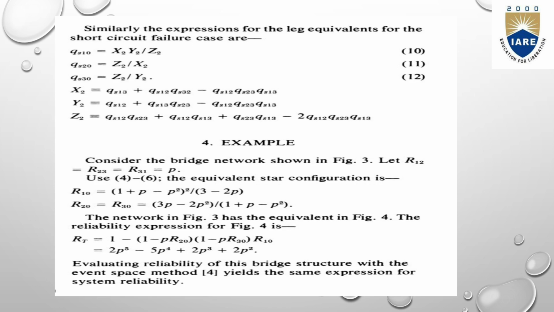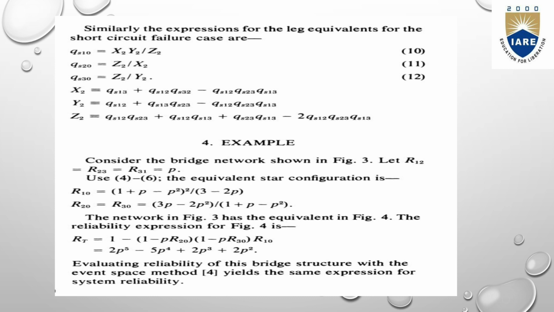Similarly, the expressions for the leg equivalents for the short circuit failure cases are as follows. So for the short circuit failures, you will have the expressions as derived below, that is Q10, Q20, Q30, XZ, YZ and ZZ expressions are derived. Using these expressions, we can convert a delta network into a star network.